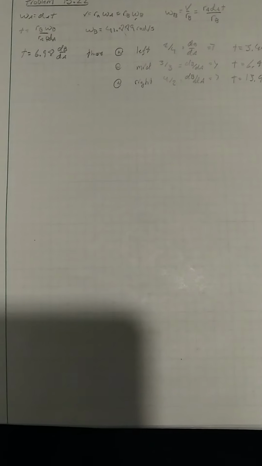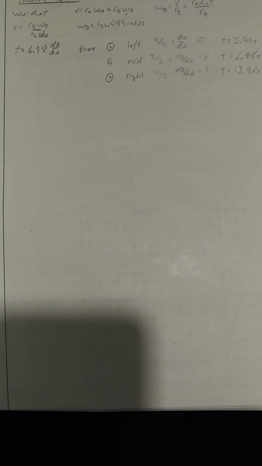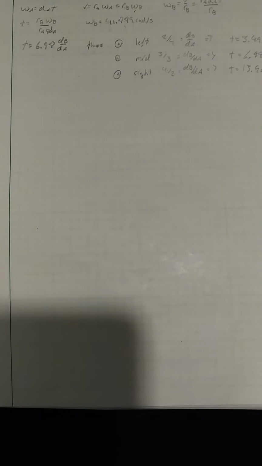Alright, so we start out, we have a couple equations. So we have our angular velocity of A equals alpha sub A times t. Our belt speed V equals R sub A times omega A, the same as R sub B times omega B. The angular speed of the shaft equation, which is omega B equals V over R sub B, or R sub A times alpha sub A times T over R sub B. And then we can solve that equation for T and get this equation over here on the left.